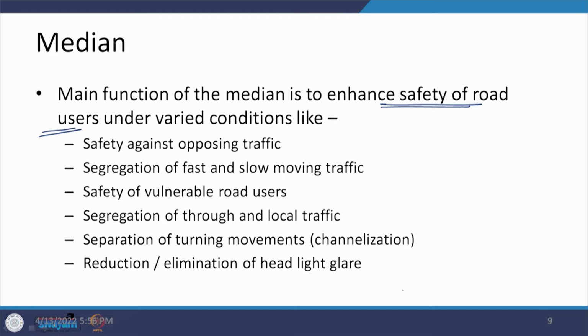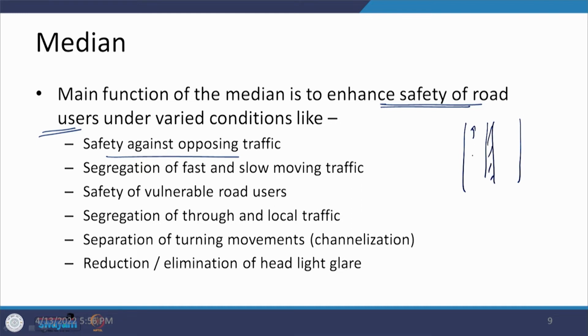So, what are the various safety features or the various things which are going to be met when we provide a median? The very first thing is, when we say the median is in the center of the road, so you have this carriageway in the center of the road, a median has been provided.